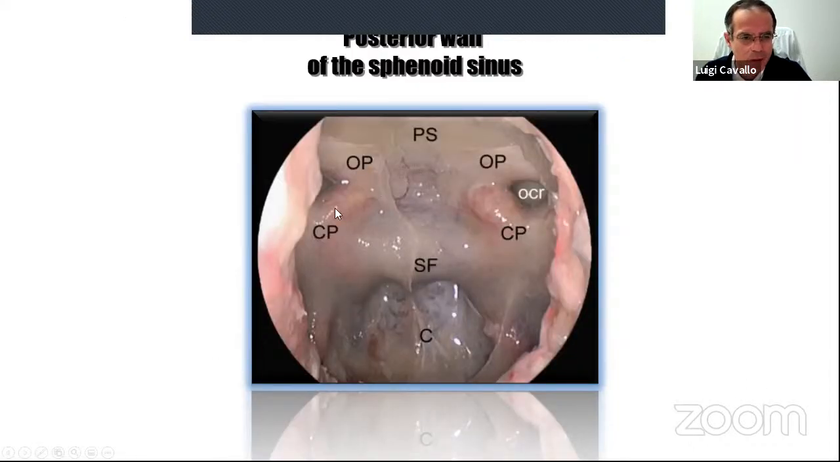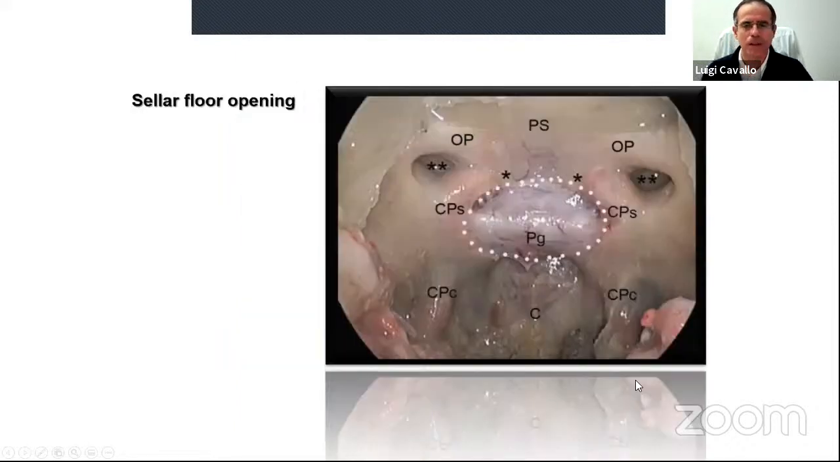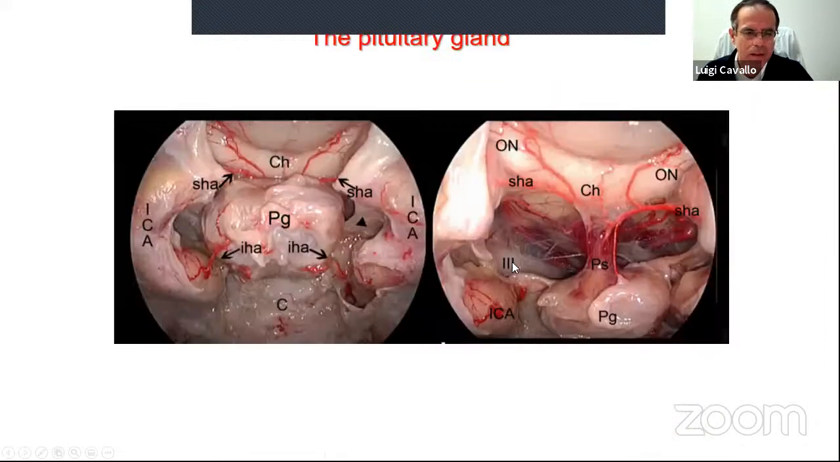This is the panoramic view you need to have when you approach a pituitary tumor. So this is your target, but you also have to see the bony prominence of the carotid, the planum, the optic prominence. And you always have to open as much as possible the sellar floor, especially when you have to remove a small intrasellar adenoma, because you absolutely need to move the instruments properly, manually, inside the sella.